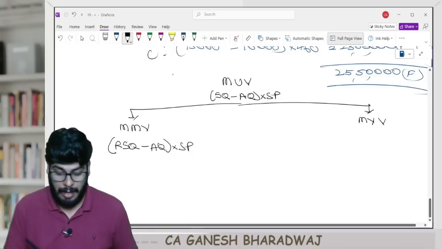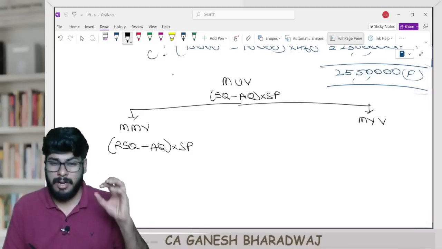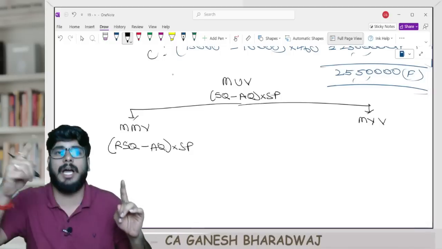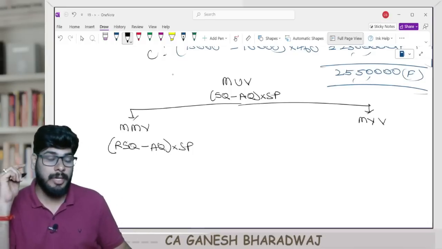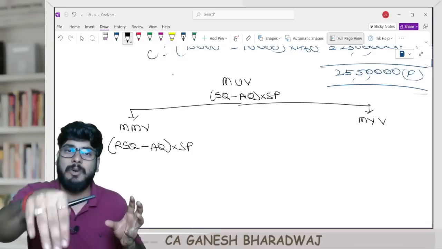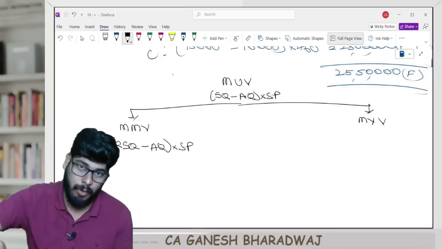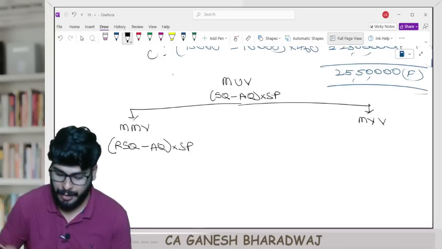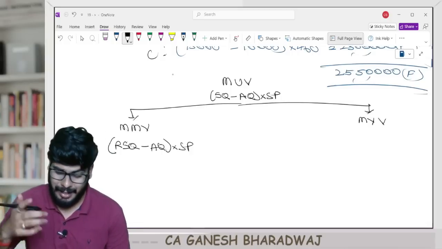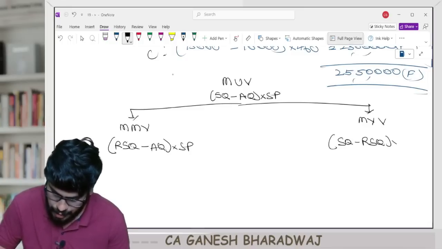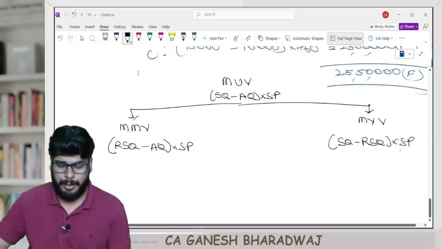Ideally, in the classroom, I told you this is not standard quantity, the revised standard quantity. The right way of calling it is revised actual quantity, because we are revising the actual quantity for the standard mix. Hence, it should be called revised actual quantity, because actual quantity is only getting revised here. So the yield variance is ideally the balancing figure. What is it? Standard quantity minus revised standard quantity into standard price. Are you clear with this?